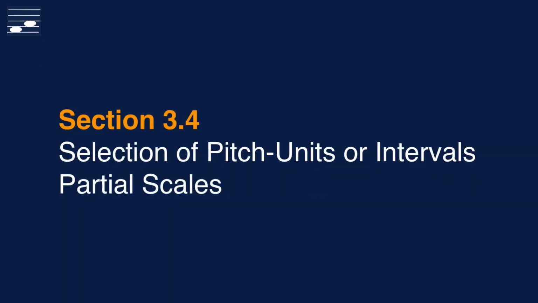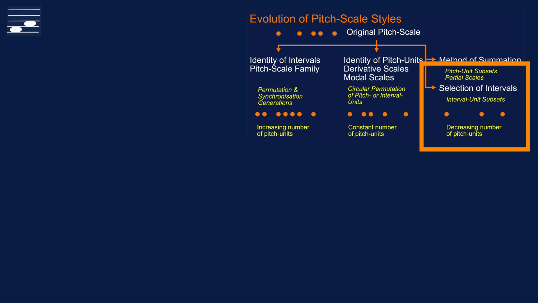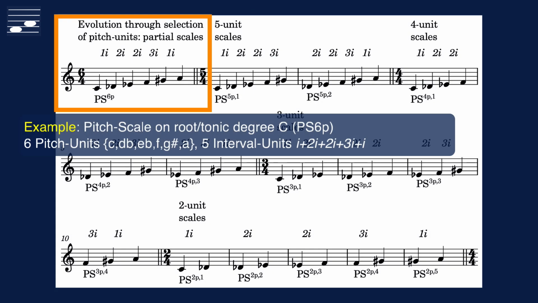There's another method for generating partial scales, through the selection of either pitch unit or interval subsets. We are still in the final branch of the overview diagram, with evolution into scales with fewer pitches. I'll demonstrate this method for the same 6-pitch example scale.